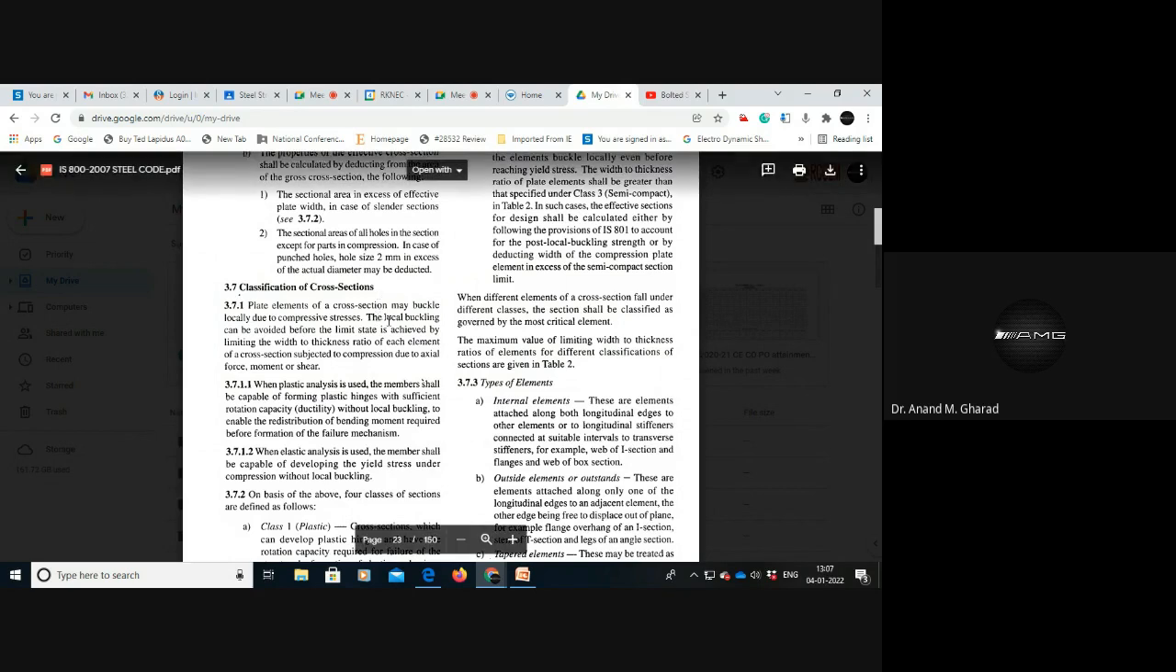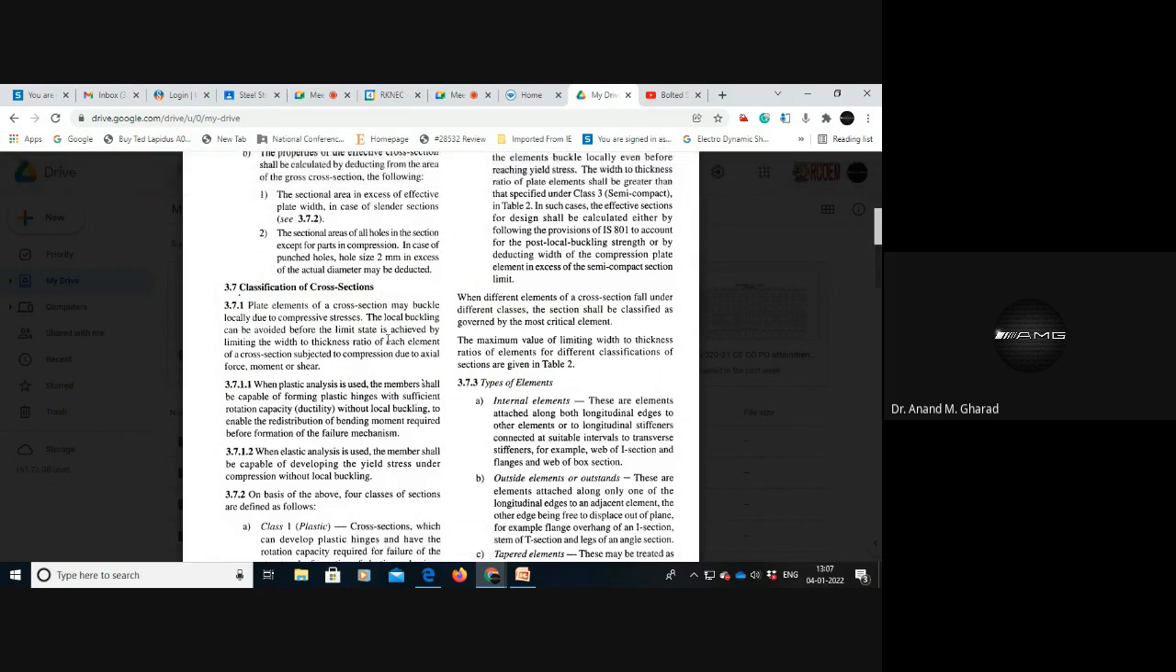Okay, so local buckling can be avoided before the limit state is achieved by limiting the width to thickness ratio of each element. The aspect ratio which I had told you, width to thickness, that means the larger dimension to the smaller dimension. If this ratio is maintained properly, then we are in a position to avoid this local buckling phenomenon. How to avoid it, what the aspect ratio should be, everything is given for your reference. Slowly we will enter into that.